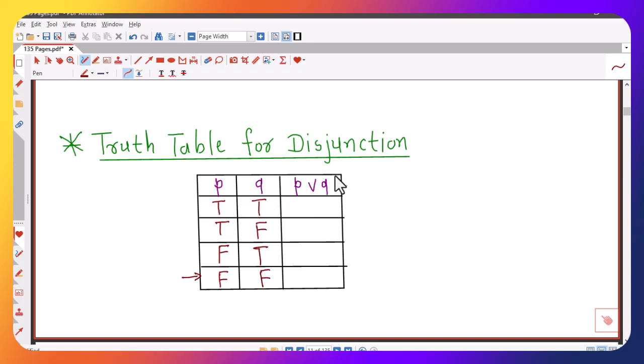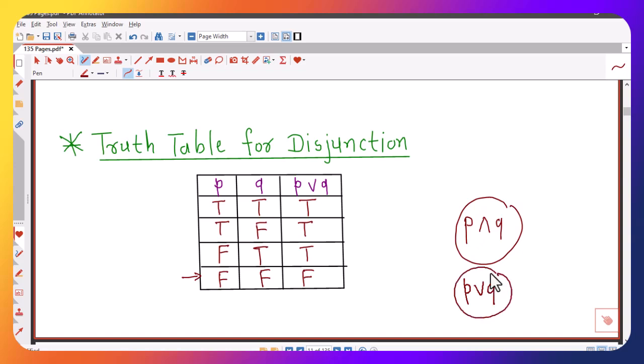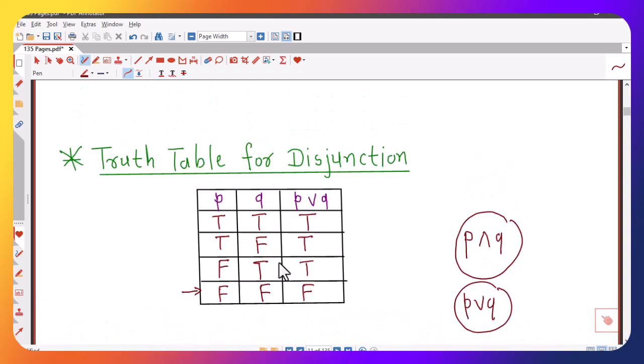Now P or Q is true if at least one of these two has truth value T. So here we will have T because both are true. Here P is true, therefore P or Q is true. Here Q is true, therefore P or Q is true, and here both are false, therefore P or Q is false. P or Q is false if both are false, and if you remember, P and Q is true if both are true, and here P or Q is false if both are false.